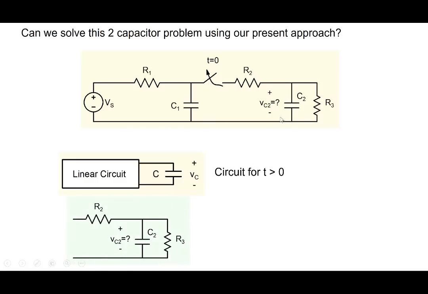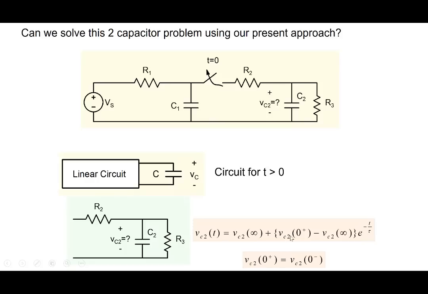And let's say you're interested in VC2. Once you open the switch, you have a circuit like this here. So it's a single capacitance circuit, and you could solve it using the method that we have just talked about. From here, you can find out what is tau. You can also find out what is VC2 at infinity, because note that ultimately what will happen is the capacitor voltage will, looking at the circuit, the capacitor will get completely discharged. There's nothing else here. So VC2 infinity will go to 0.